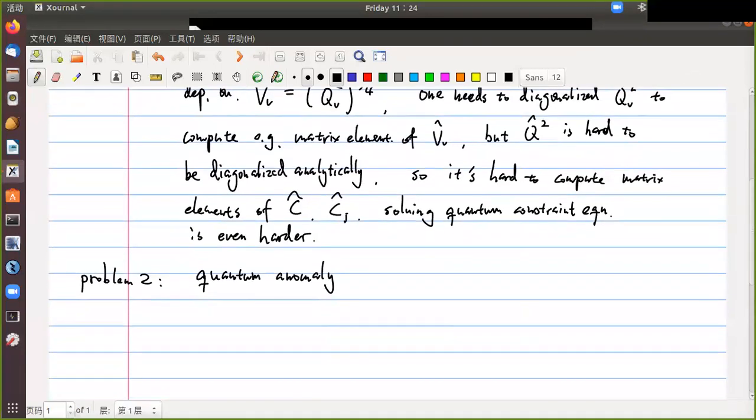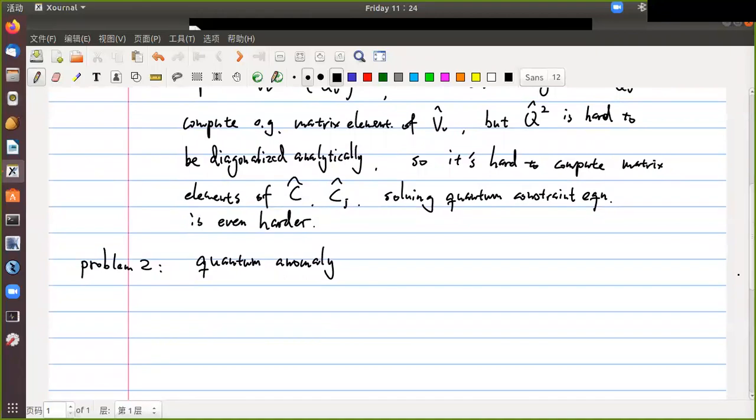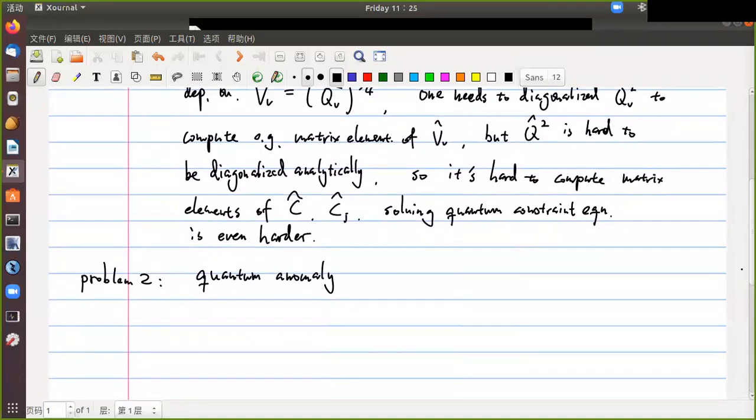So what is quantum anomaly? Remember that classically all those constraints are first class constraints. Namely, if you compute the Poisson bracket of those constraints, it's still a linear combination of constraints. So classically C and C_a, or C_J, are first class. More precisely, C and C_a are first class, while C_J is just a linear combination of C_a. So in the end, C and C_J are also first class constraints.